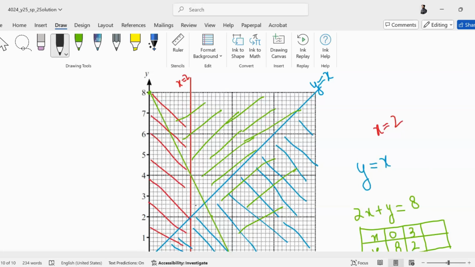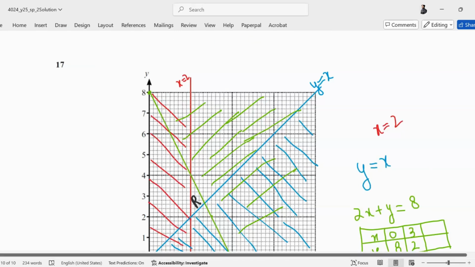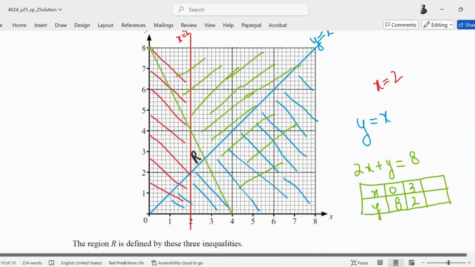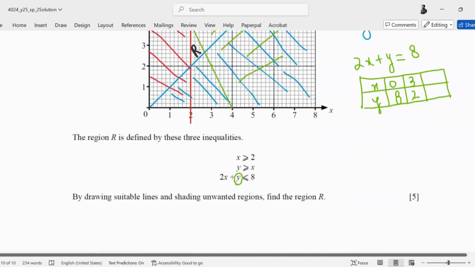And that region is R, and we must label it. So this is the region R, and the lines were drawn bold because it is written equal to. If equal to was not present in the inequality, then remember to draw dashed or broken lines.